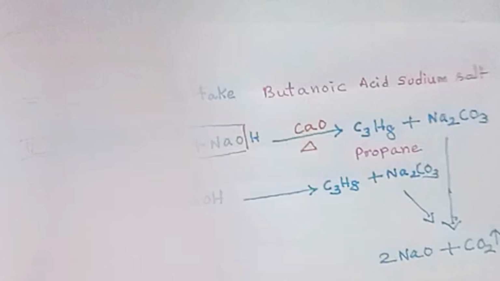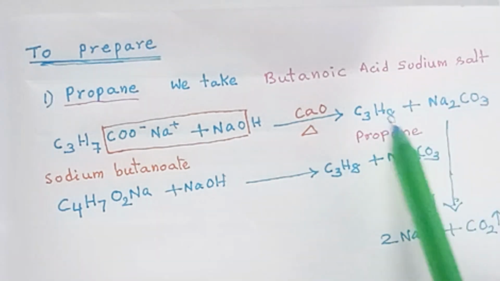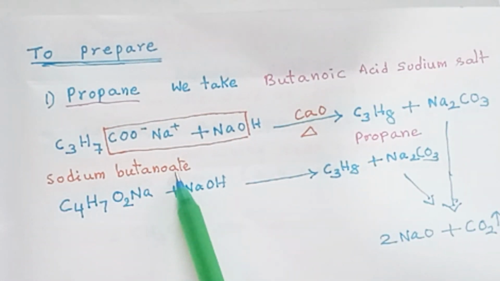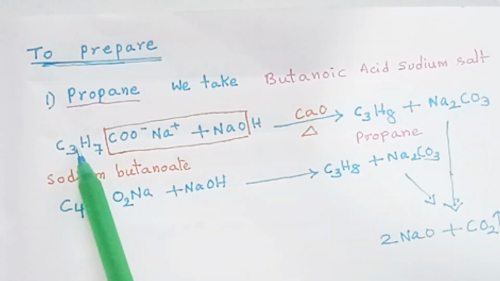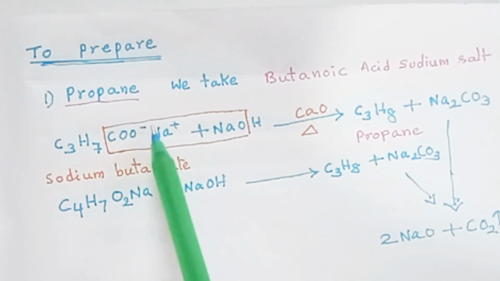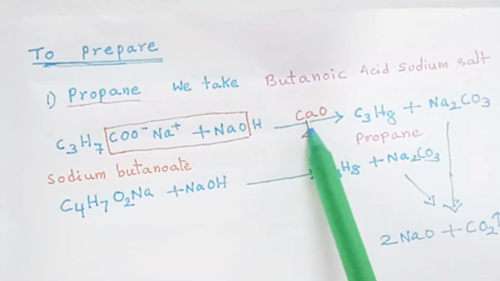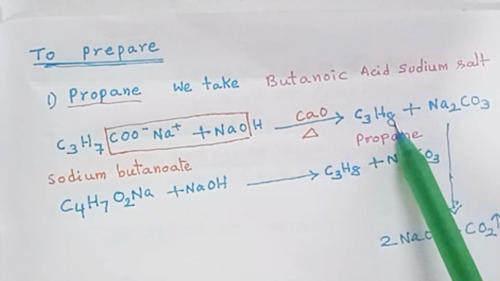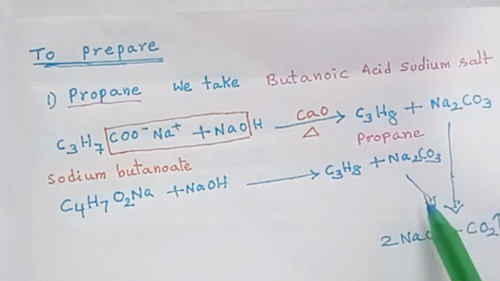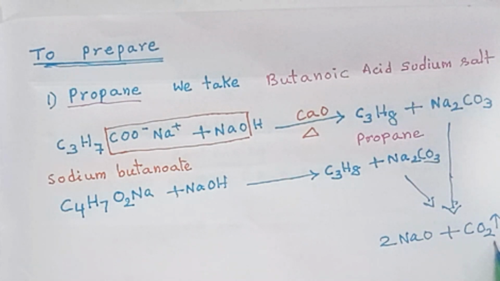Similarly, to prepare propane, we take butanoic acid sodium salt, that is sodium butanoate. Sodium butanoate has C3H7COO minus Na plus. NaOH in presence of calcium oxide on heating gives propane C3H8 and sodium carbonate. This sodium carbonate will dissociate into sodium oxide and carbon dioxide. This is the elimination of carbon dioxide.